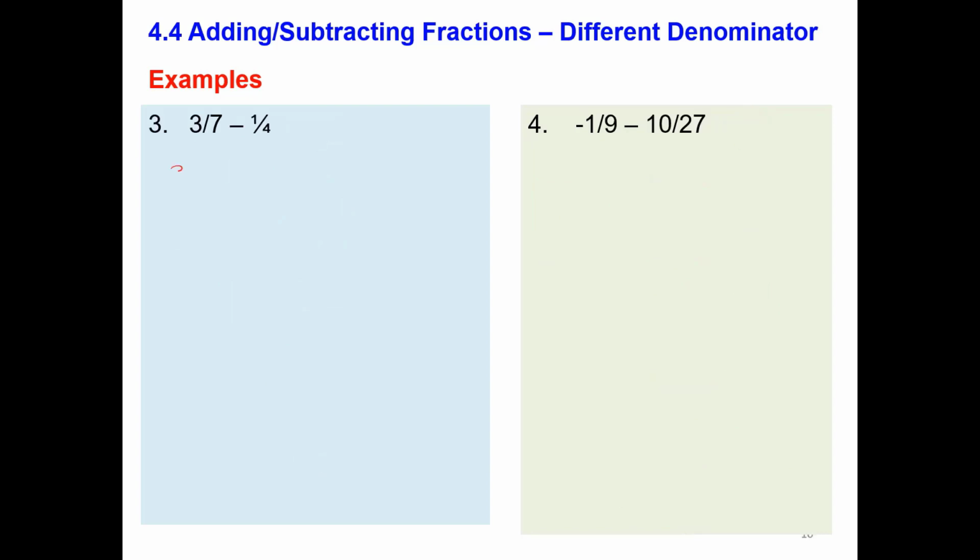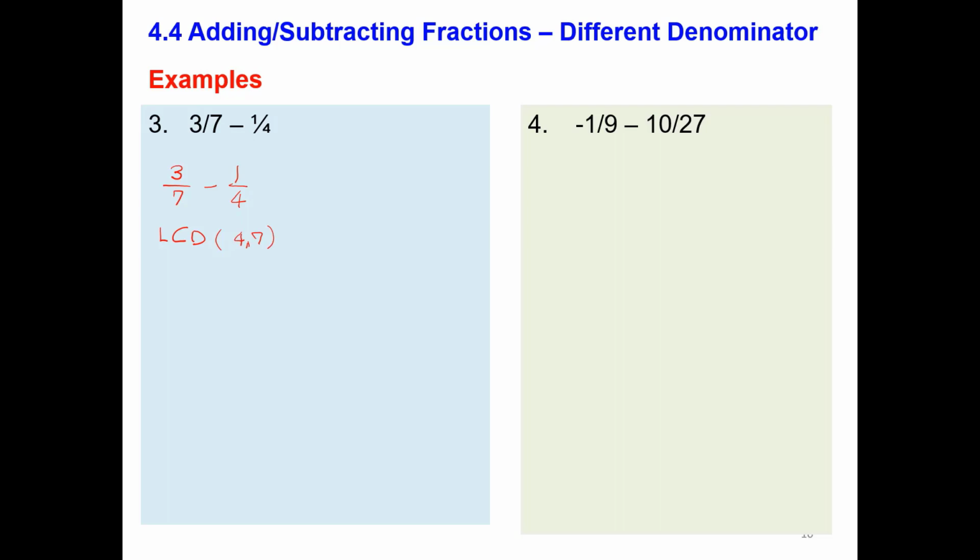And now we want to add 3/7 minus 1/4. Step number 1 is we want to find the LCD. Yes, this is step number 1. The LCD of 4 and 7.